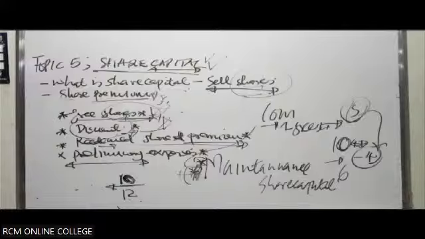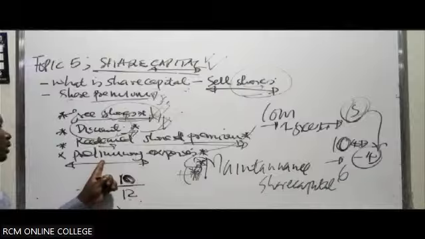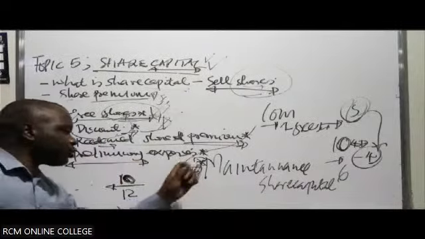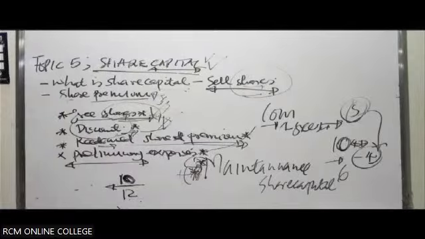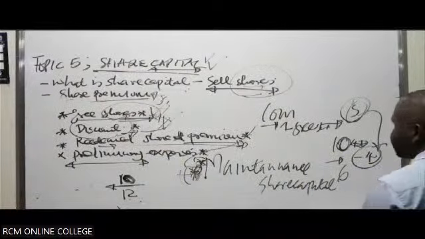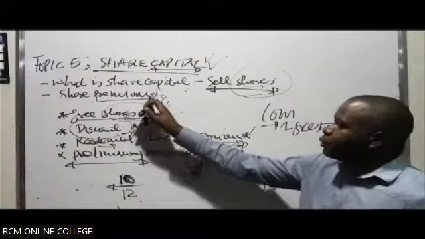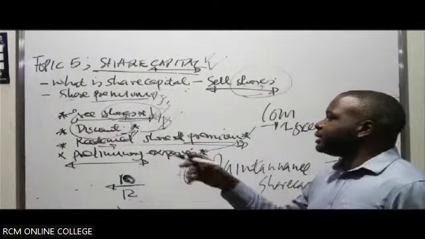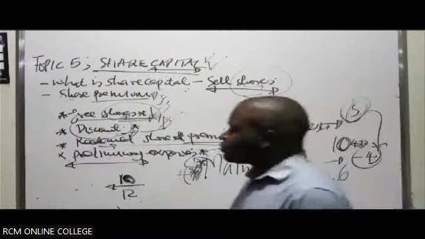Then, if you are incurring some preliminary expenses on the formation of the company, maybe initially when you form the company, you can do an IPO. Then you sell some shares at a premium. So that premium can help you to pay off these preliminary expenses.